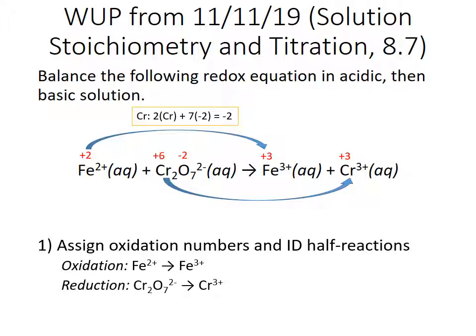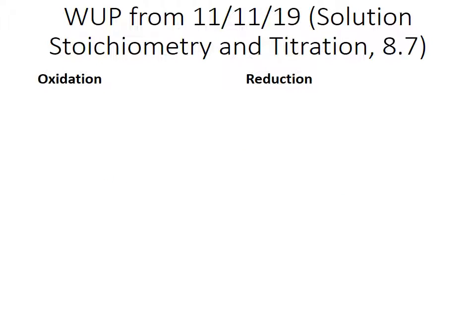And remember, the electrons that the iron loses are being absorbed by the chromium. That is why we have to have paired redox processes. The next step is to balance each half reaction separately. Let's begin with our oxidation. Iron 2+ to iron 3+. The iron is already balanced, and there's no oxygen or hydrogen, so we're pretty much set there.